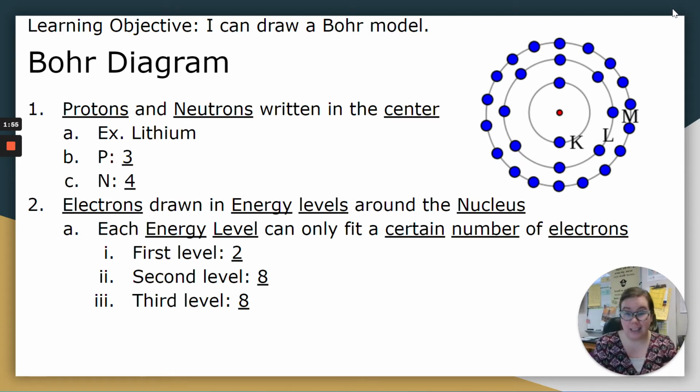But each energy level can only fit a certain number of electrons. In the first one, the first ring outside of the nucleus, we can fit 2 electrons. So it's small, right? On the inside, it's going to be the smallest, so it can only fit 2. Then the second level, we can fit 8. And the third level, we can fit 8. We're only going to go up to elements that have those 18 electrons. We're not going to go past that. But there are more energy levels that can fit more electrons for other elements. We just won't talk about those.